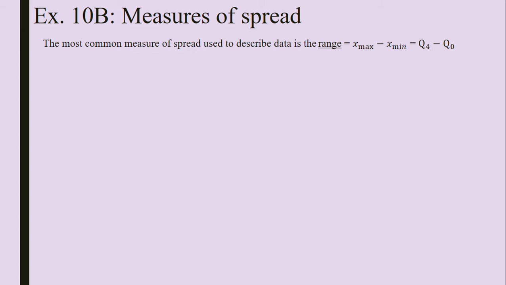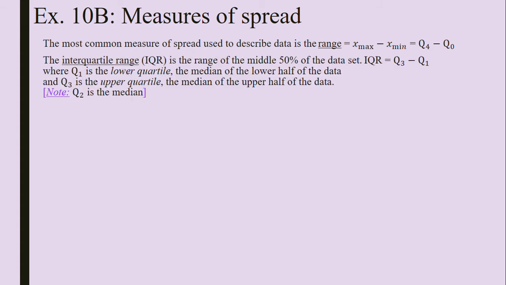It's the most common measure of spread, in which we subtract the smallest data from the largest data in the set, okay? We can also use the interquartile range, the IQR, to describe the spread of data. The interquartile range, so quartile means there's 4 of them. I break it up into 4 pieces.